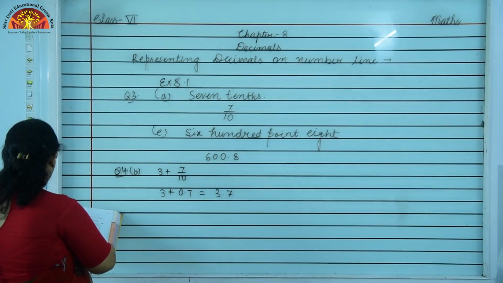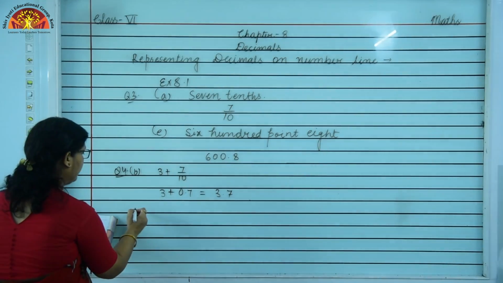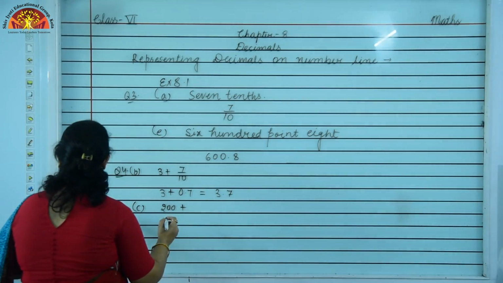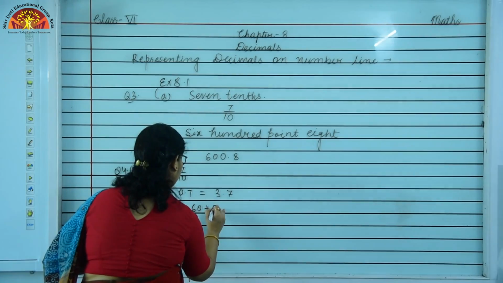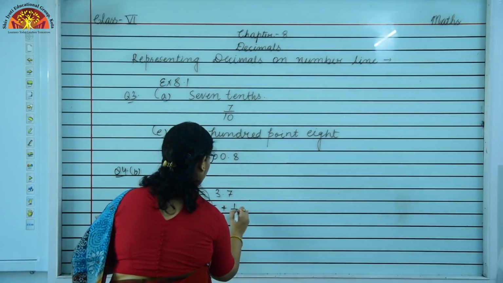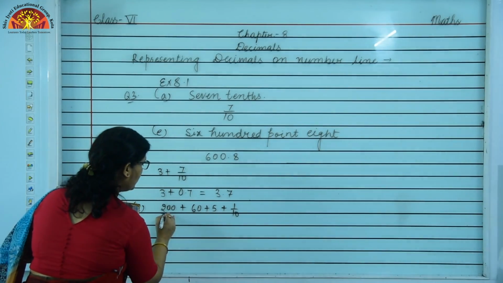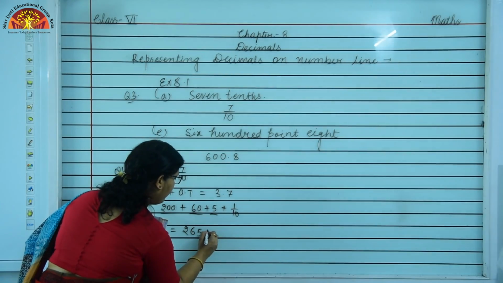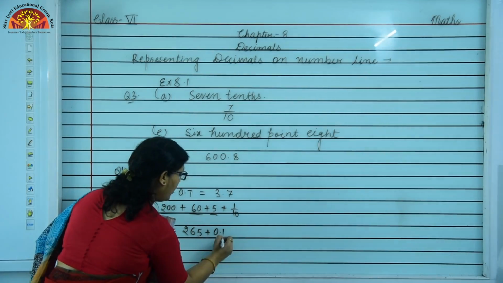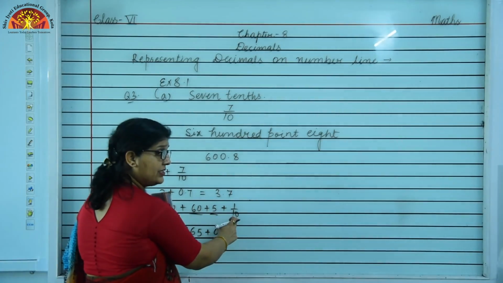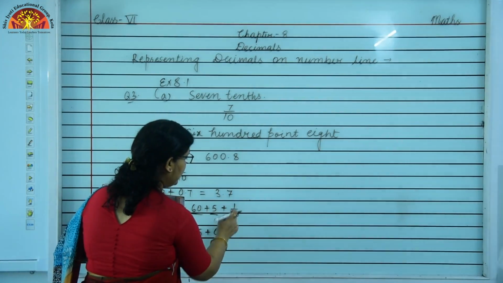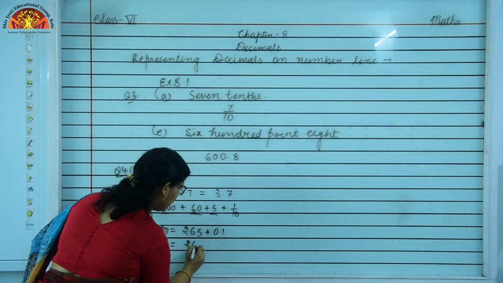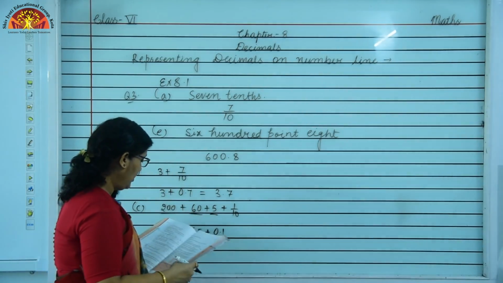Now the next part is C part. This is 200 plus 60 plus 5 plus 1 upon 10. Now this is 265. So we write 265 plus 1 upon 10, which means 0.1 because we have 10 here. So we write the decimal after one digit from the right side. So this is 265.1.